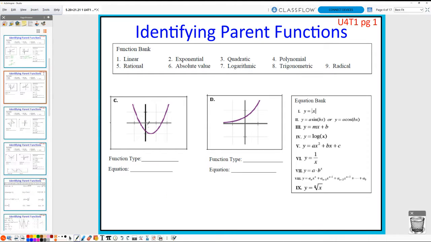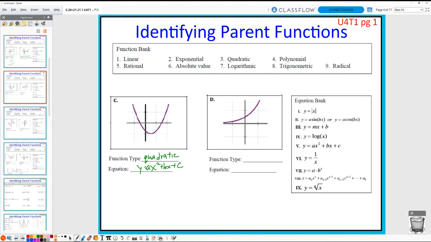This is more familiar, I hope, but this is my quadratic function, and this is my y is equal to x squared, or in general, the one they have is ax squared plus bx plus c. This is my quadratic function with my parabola. That one should be pretty straightforward.